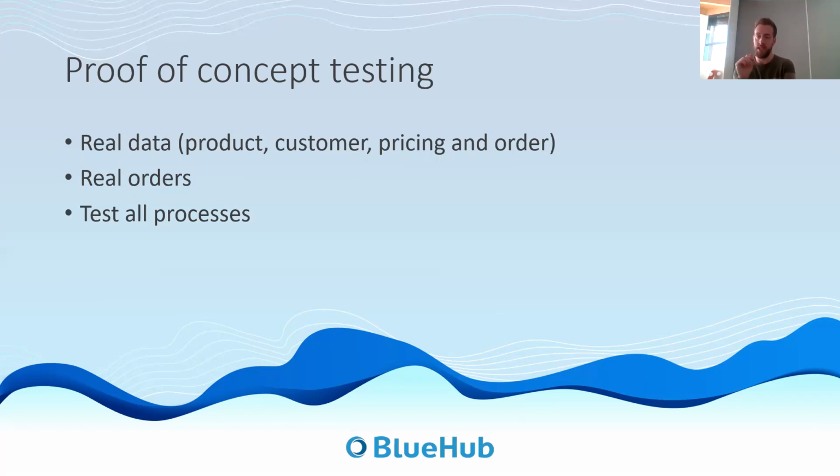Proof of concept testing is now where it all comes together. We've mapped the processes, we've listed the requirements, we've assessed the suitability of the system, we've had a high-level demo. Now, how does that work with all of our order processes, all of our purchase processes, our different types of products, and so on?